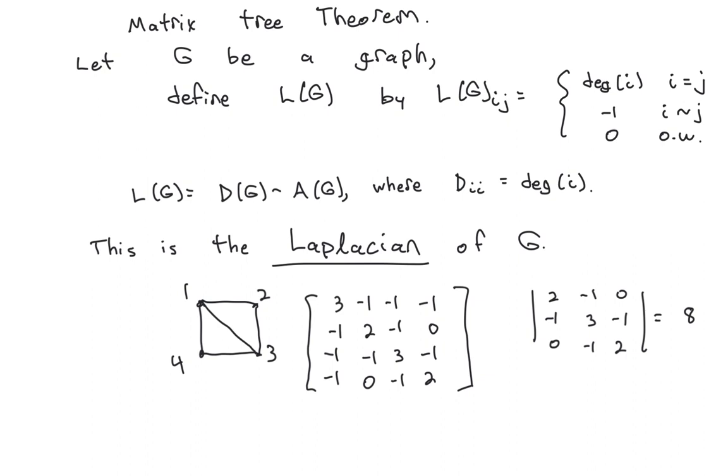So according to my theorem, it's going to involve what happens when I remove a column and a row. Because it turns out the determinant of the original matrix is 0. But if you remove any column and any row, you get a smaller matrix. And it turns out that the determinant of the matrix in this case is 8. And that ends up being the number of spanning trees of this graph.